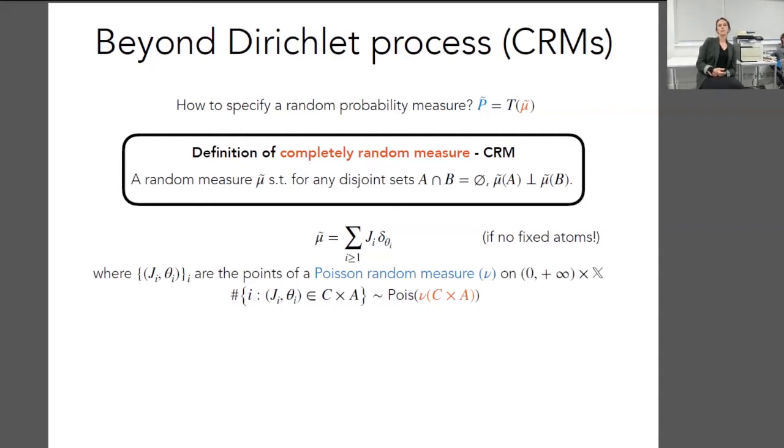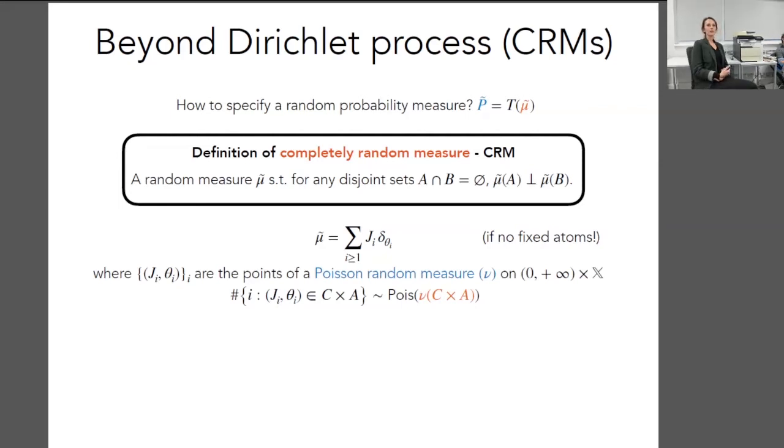So completely random measures are easy to define. Basically, we are only asking for the random measure to satisfy this assumption. That is, that if you evaluate it on disjoint sets, then you get independent random variables. So if you restrict to R, this is actually equivalent to asking for the independence of the increments, basically.